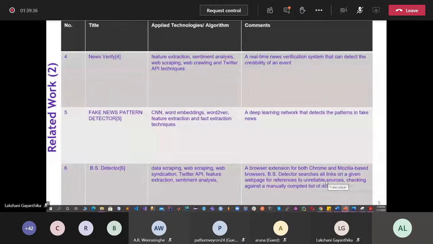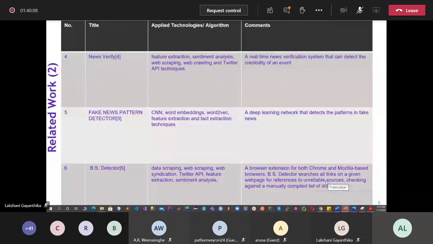For the fifth topic, the fake news pattern detector has used technologies like CNNs, word embeddings, word2vec, feature extraction, and fact extraction techniques. It's a deep learning network that detects the patterns in fake news. And the sixth one is BS Detector. It's a browser extension to search for unreliable sources. It uses technologies like data scraping, web syndication, etc.